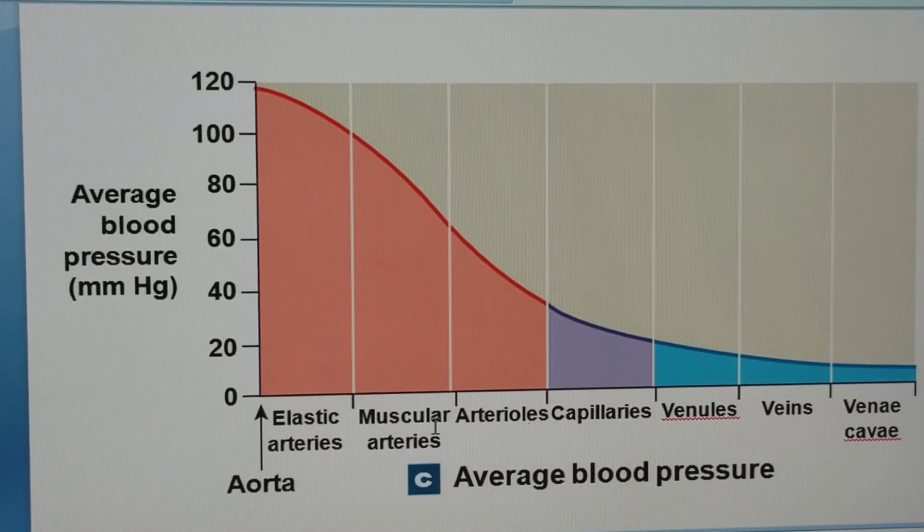Here we're looking at average blood pressure, and it's saying that the pressure is greatest as we leave the heart in the elastic arteries. That pressure starts decreasing through the muscular arteries, decreasing further into the arterioles, decreasing further into the capillaries, and still decreasing from the venules to the veins to the vena cava, which drops back into the heart. So lots of pressure when we leave the heart, very little pressure when we're flowing back into the heart.